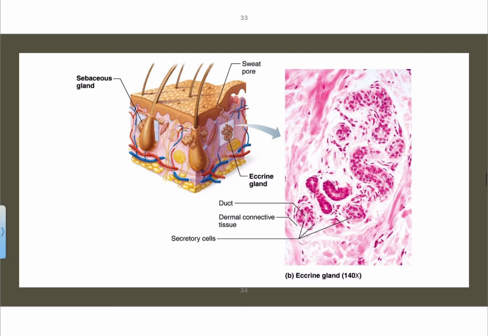Here's just a picture, so we can see what we're focused on right now is the eccrine gland. And we can see that it is a duct that's releasing into a pore at the surface of the skin. We'll talk a little bit about the sebaceous glands, which are oil glands.